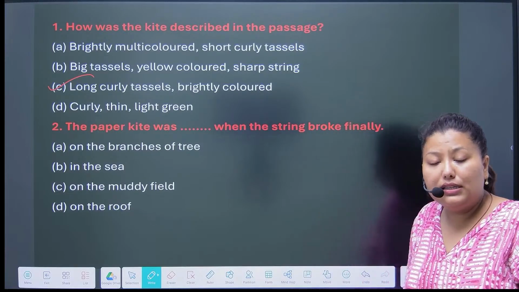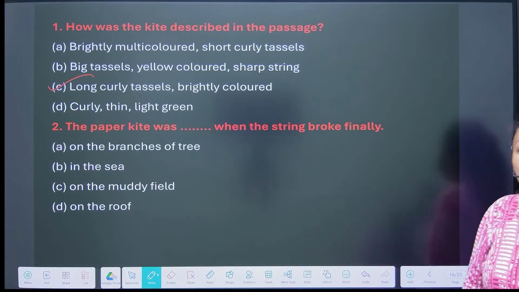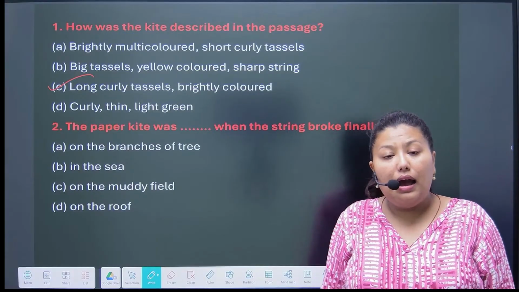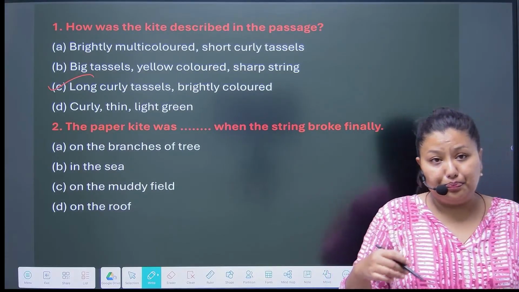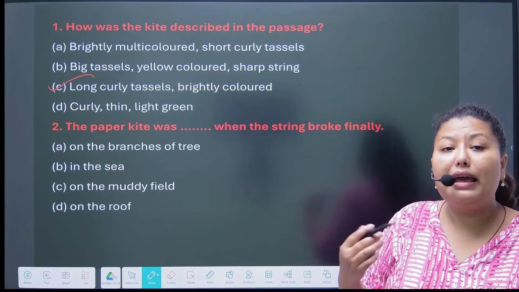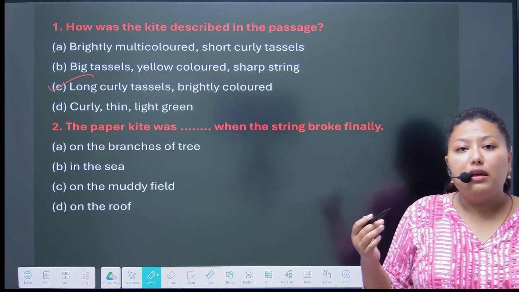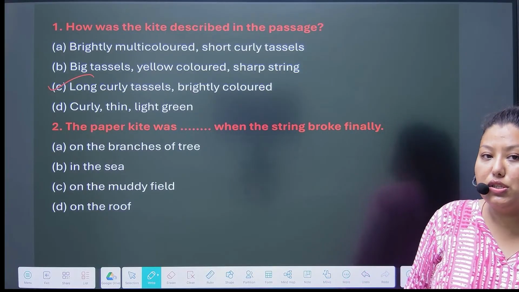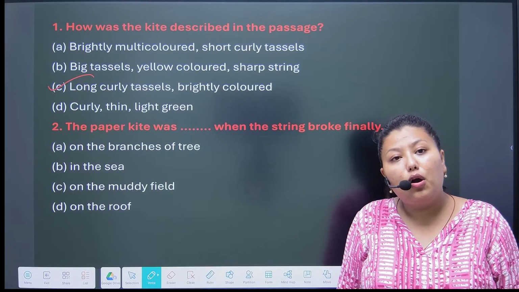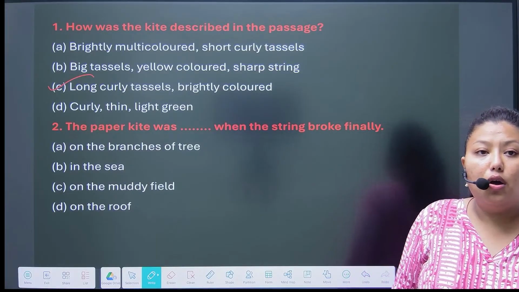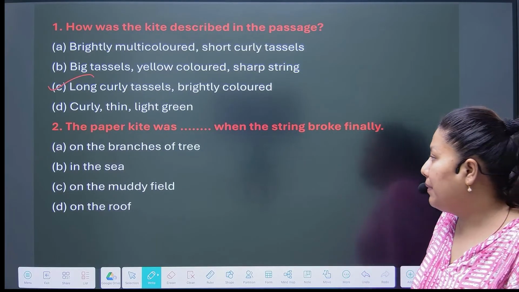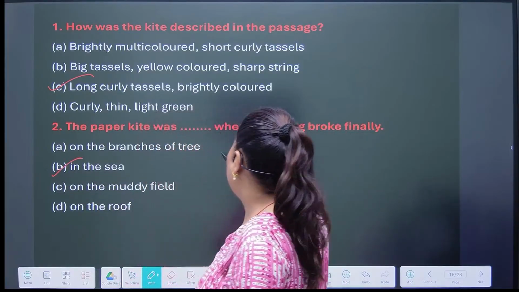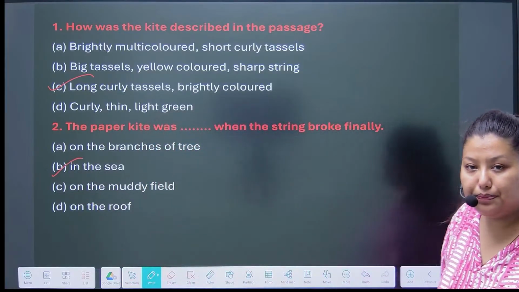Okay. Next question. The paper kite was dashed when the string broke finally. So what happened to the paper kite when he broke that string? Options are on the branches of a tree, in the sea, on the muddy field, on the roof. So the paper kite was in the sea when the string broke finally.